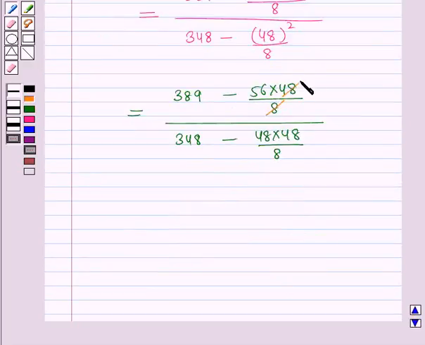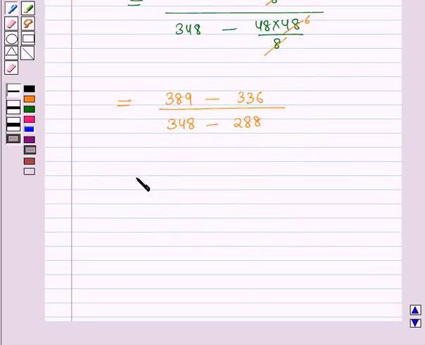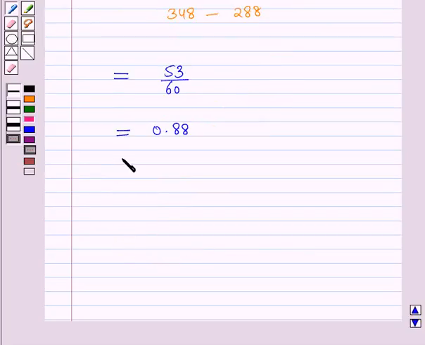Now 8 into 6 is 48. Here also 8 into 6 is 48. So this will be equal to 389 minus 56 into 6 is 336 whole upon 348 minus 48 into 6 is 288. Which is further equal to 53 by 60, which is equal to 0.88. Therefore, bxy is equal to 0.88.